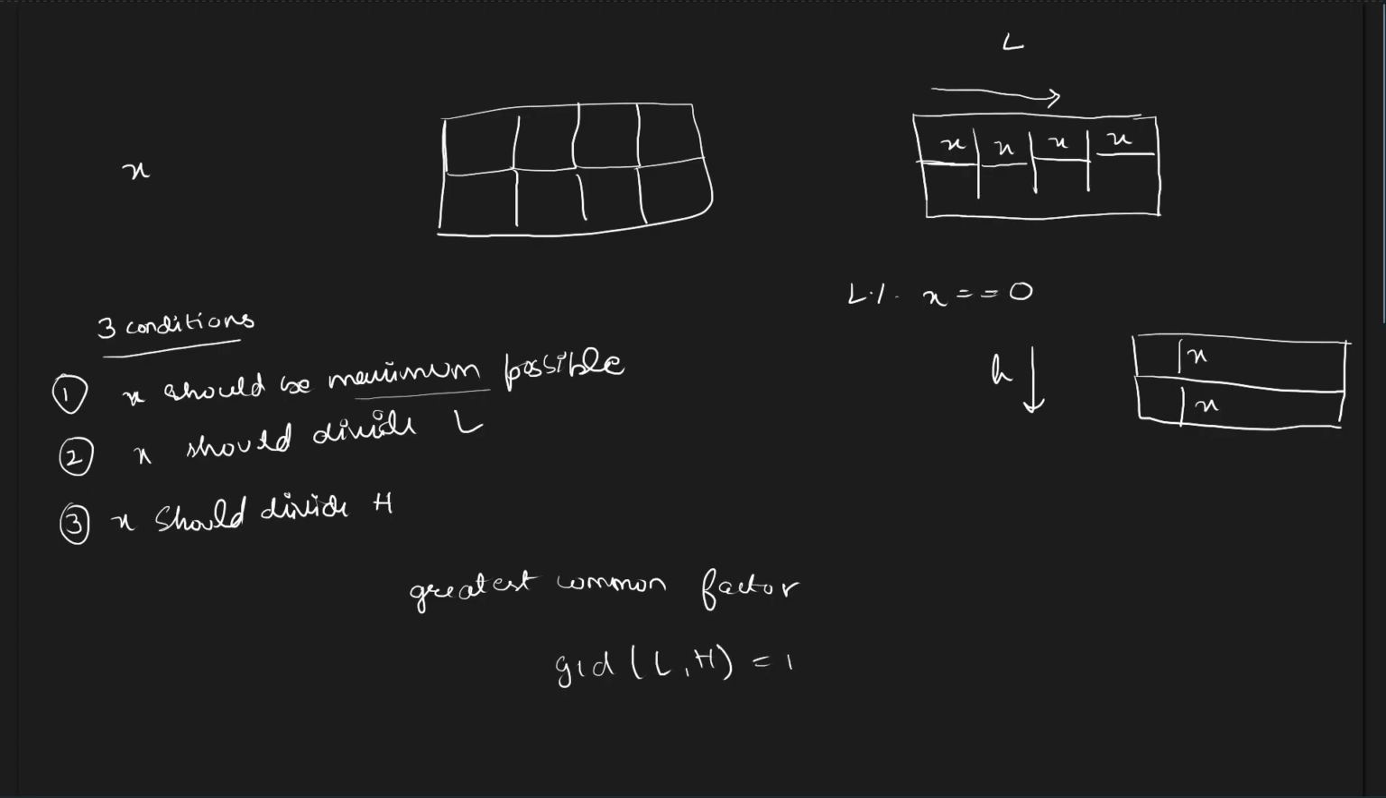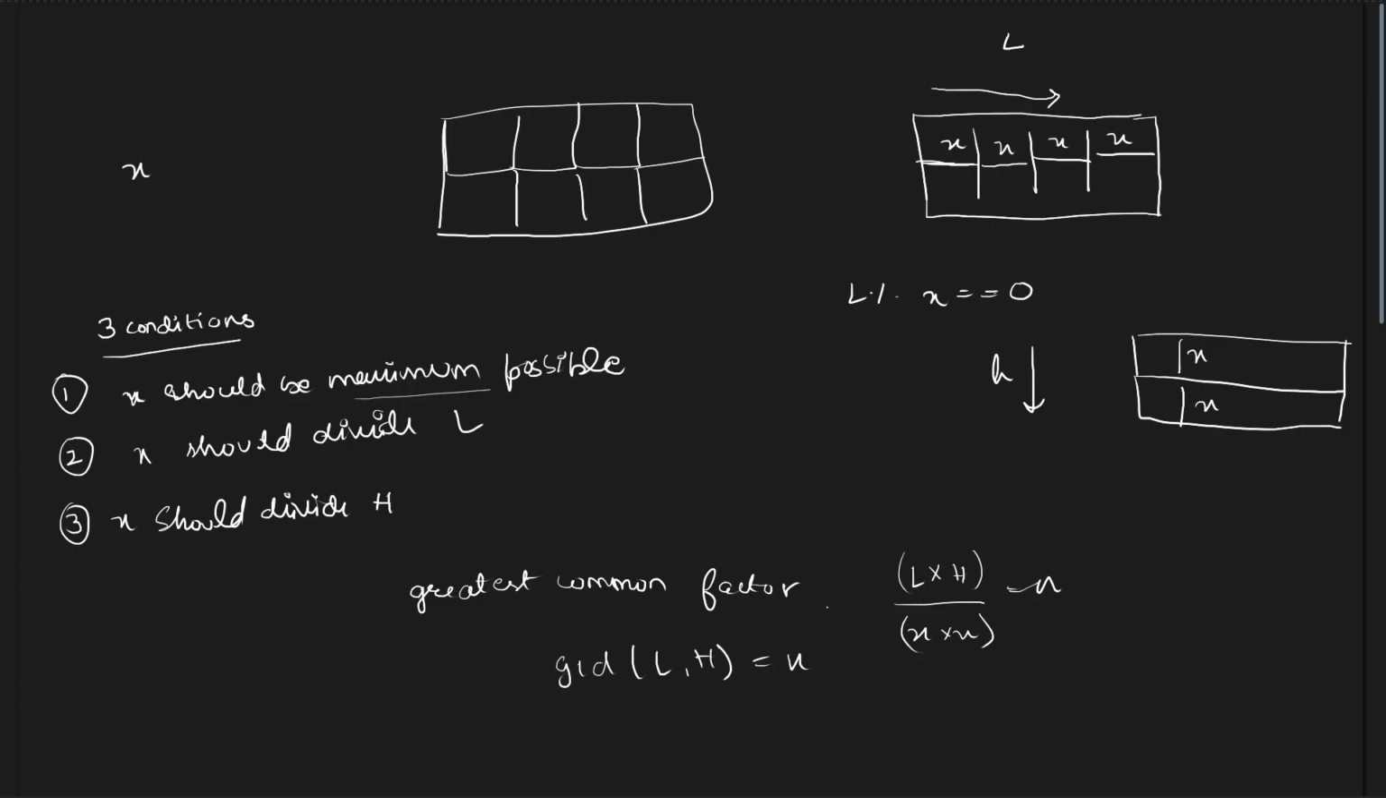That would give you the side of the square, which is equal to x. Once you know the side of the square, you can easily find the number of squares. How? You can find L into H. This will be the total area, and this will be the area of one single square. If you divide both of them, you will get the value of n, right? So this would be the solution of today's problem.